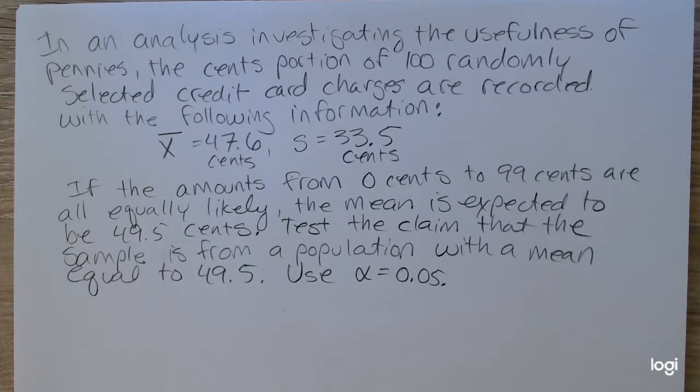Now this is a t-test. Because this is a test about a population mean where sigma is unknown, and we have a sample size that's greater than 30, the conditions are met to be able to use the t-test.